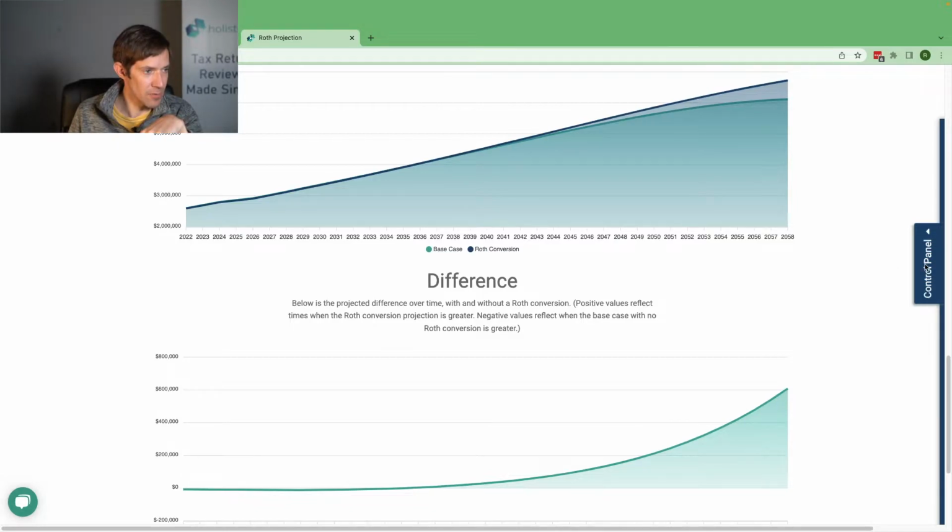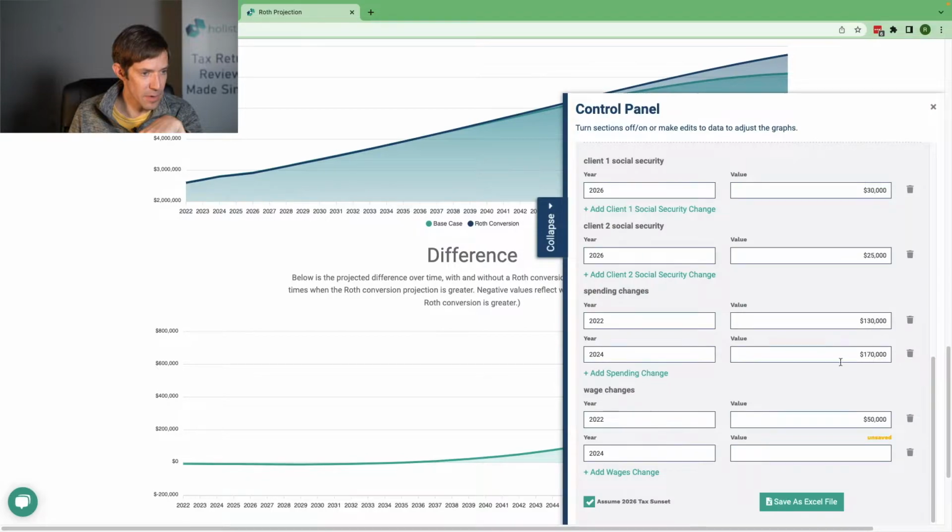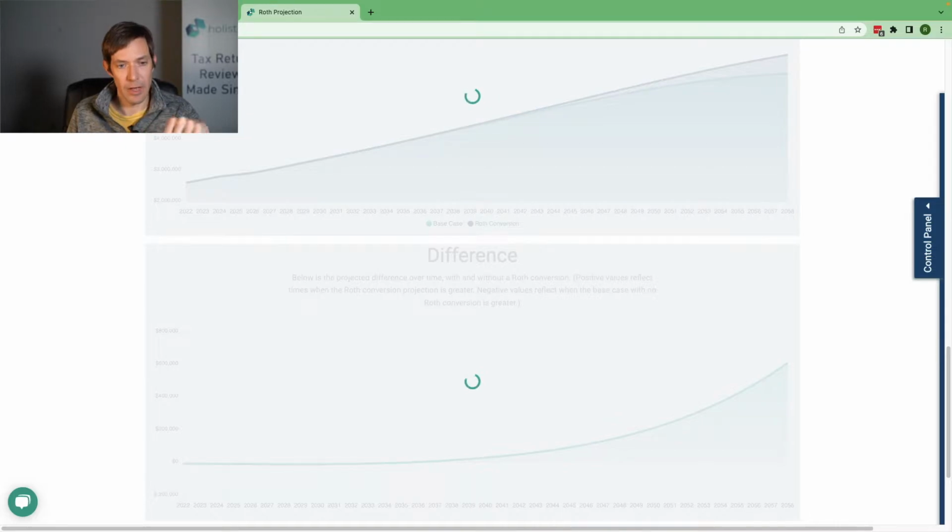Yeah, I kind of wanted them to run out of money. Let's make them spend a little more. $200,000? Let's try that. Anyway, I want to actually have the curve come back down.